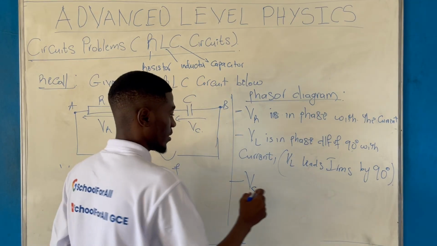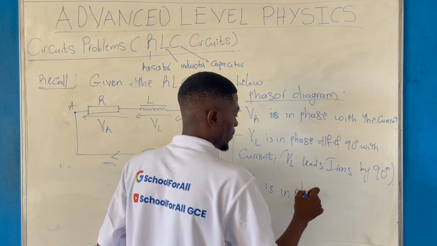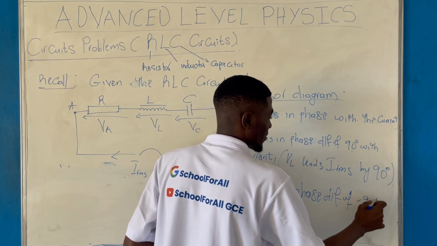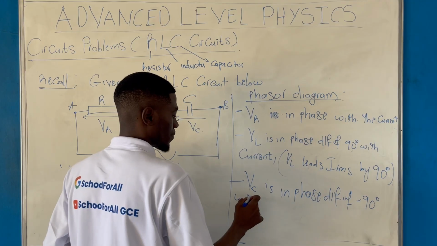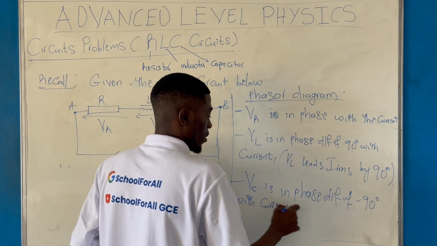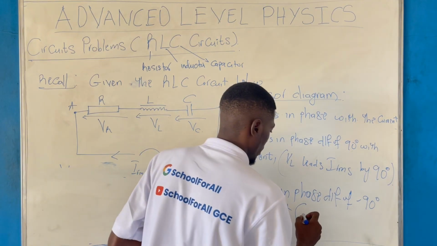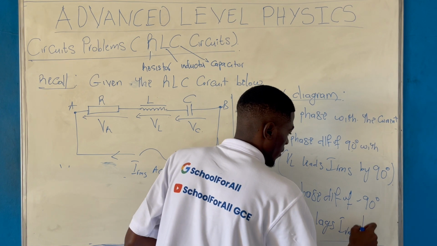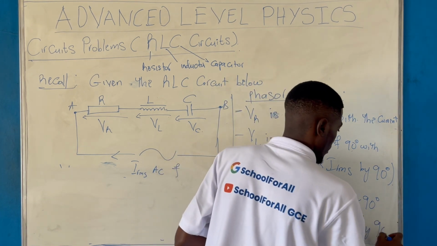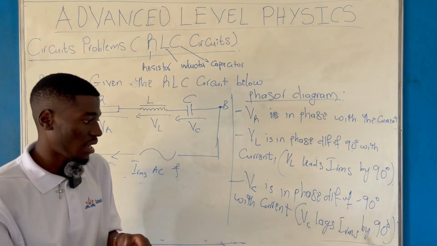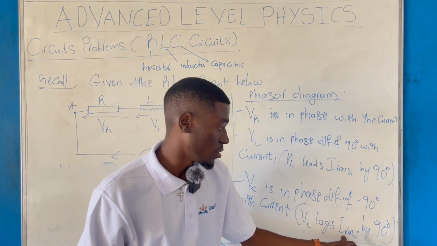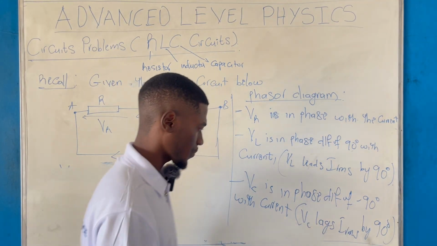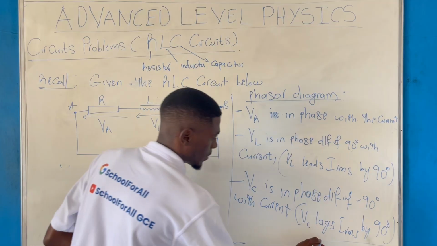Now let us go down to the voltage across C. You see that the voltage across C has a phase difference of negative 90 degrees with the current. Meaning that it lags. So VC lags I RMS by 90 degrees. Meaning that it's behind, behind by 90 degrees with respect to the current.